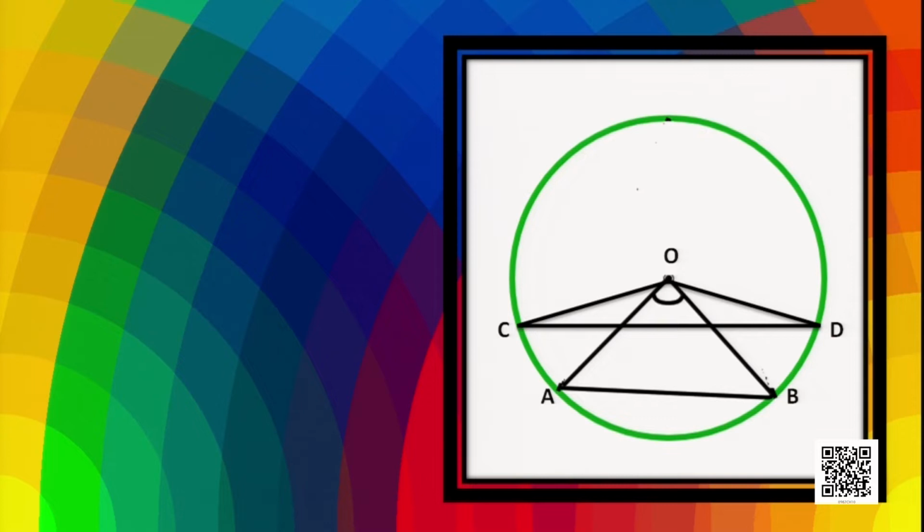As you see, these chords are unequal. Chord CD is greater than AB. The angle subtended by CD is COD, that is at the center. Similarly, the chord AB subtends the angle AOB at the center. Which is greater? The angle COD is greater.